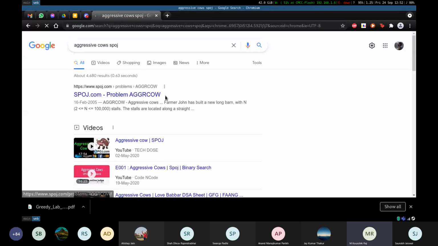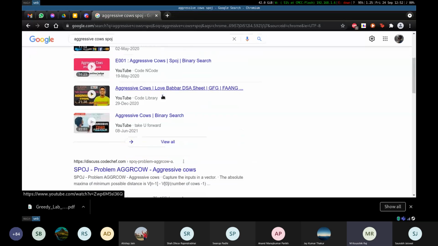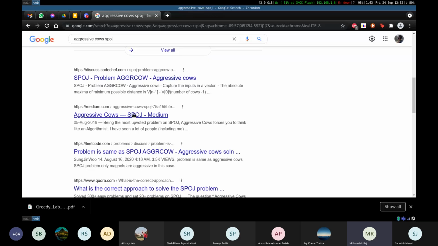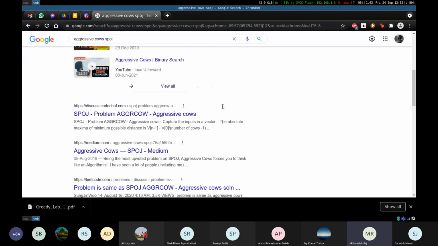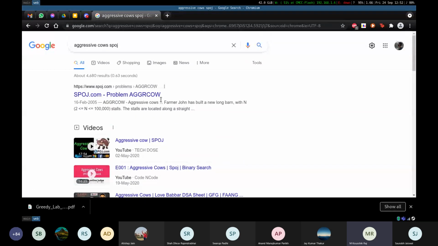So this is the problem. This is quite a famous problem. There are so many YouTube videos, so many discussions, so many Medium articles. You will obviously find one article which explains how to do a normal predicate binary search properly.